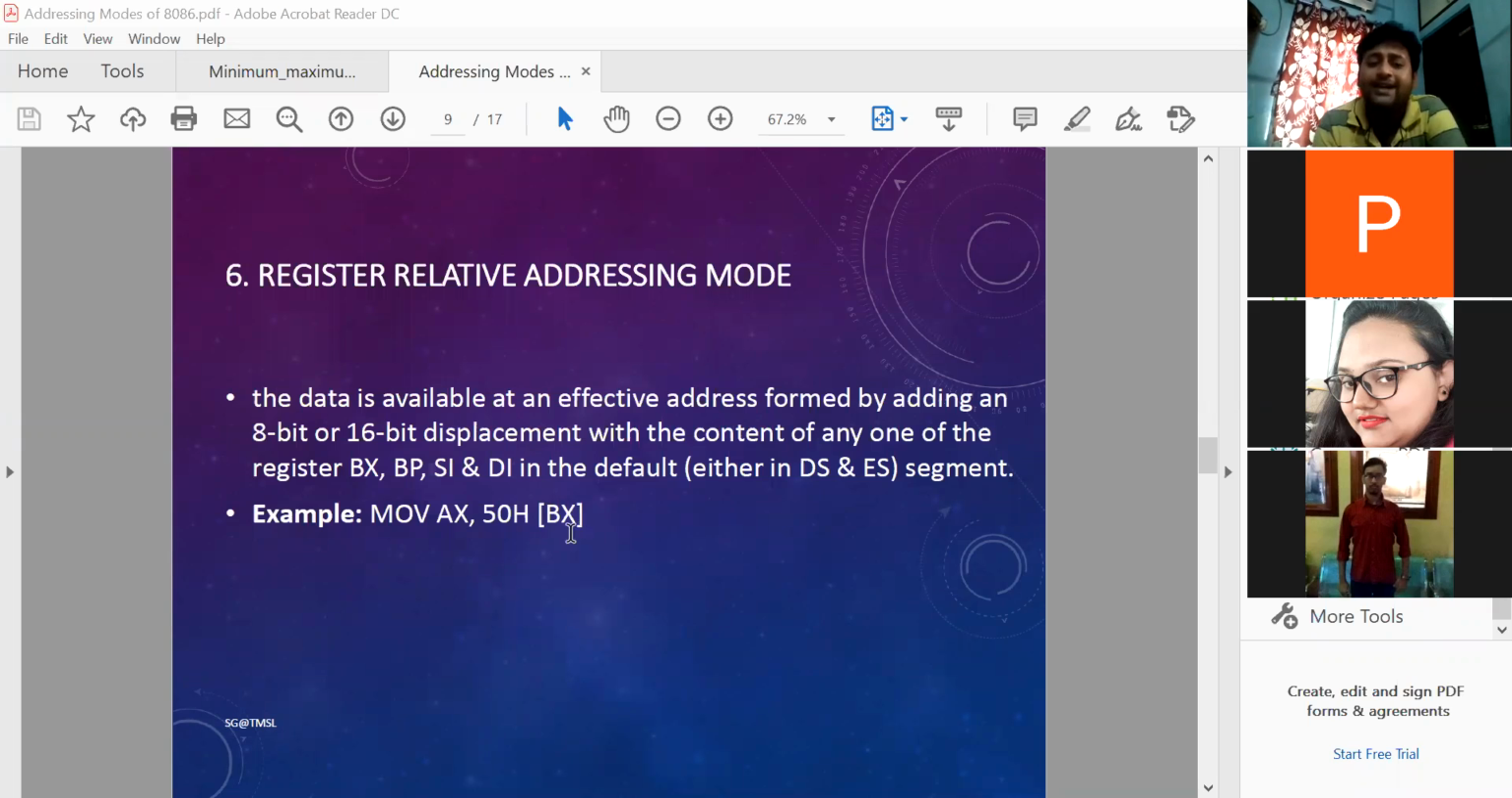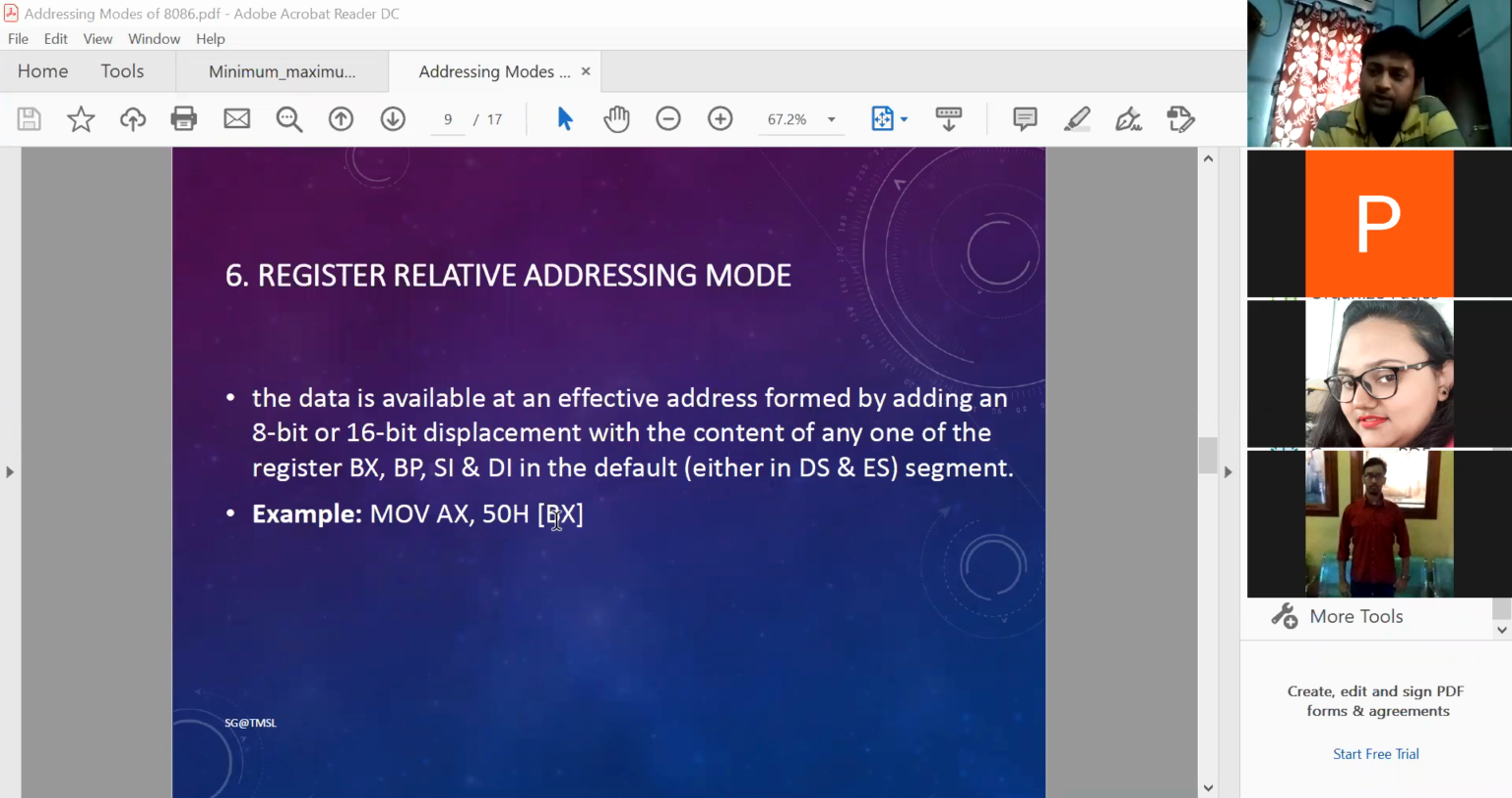The instruction should be written in this way: MOV AX, 50H, then within third bracket BX. Within third bracket means it is a memory location indirectly given. So a register must be involved, and which register can be used?